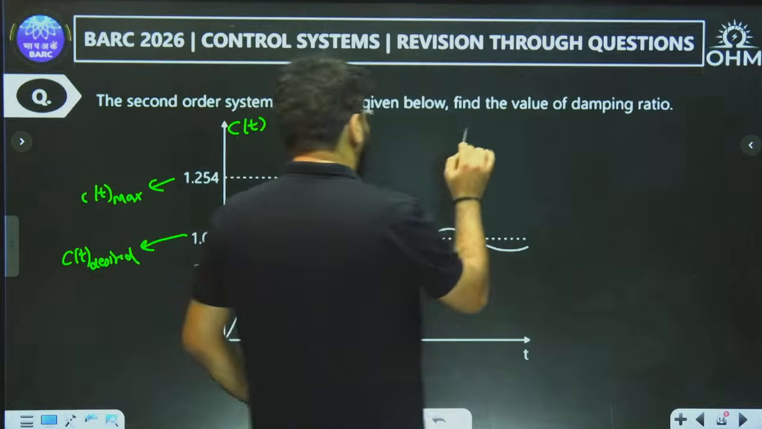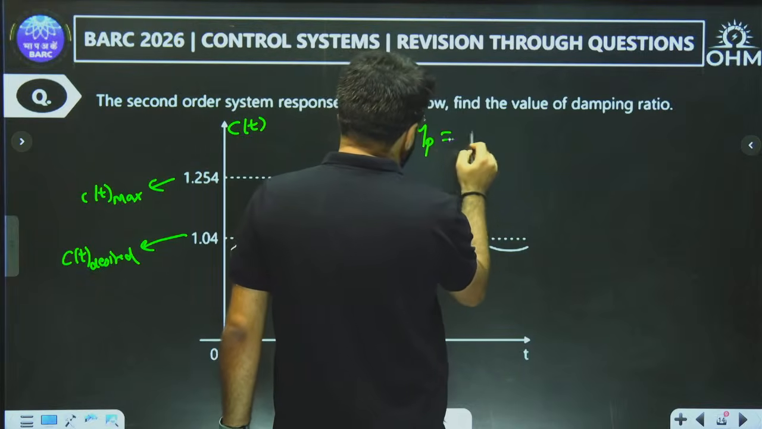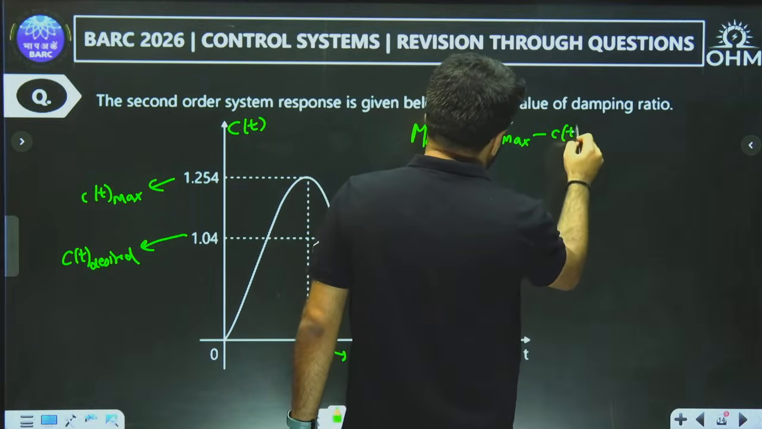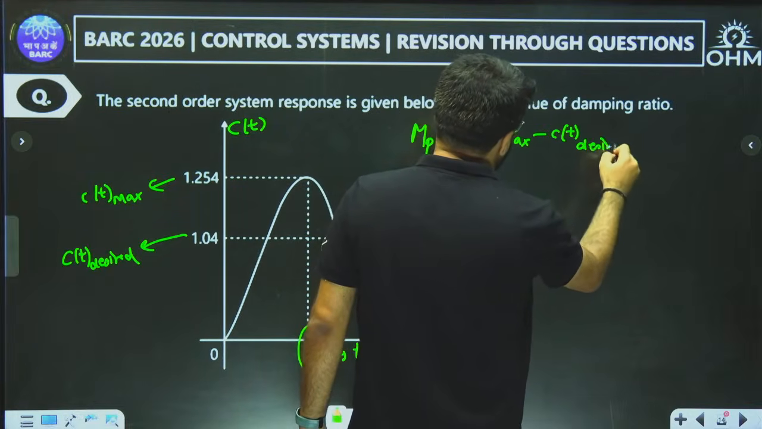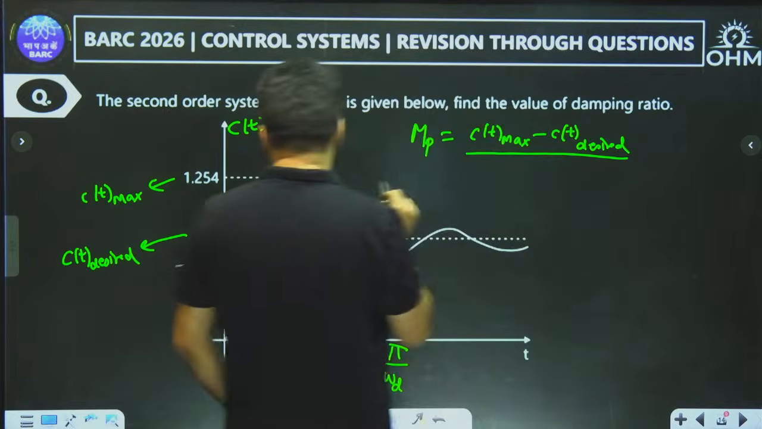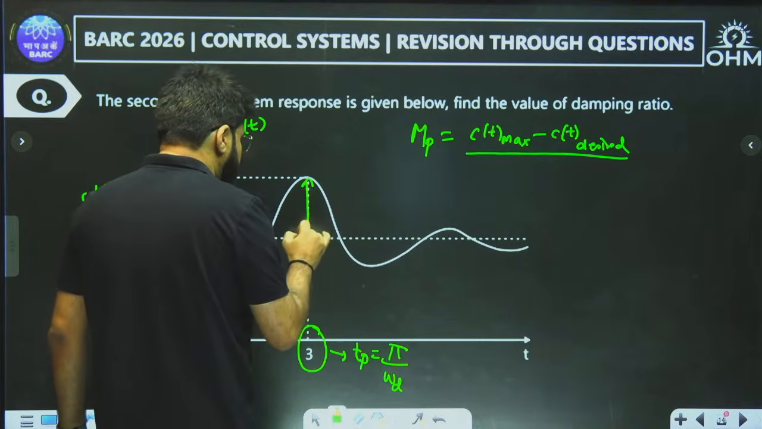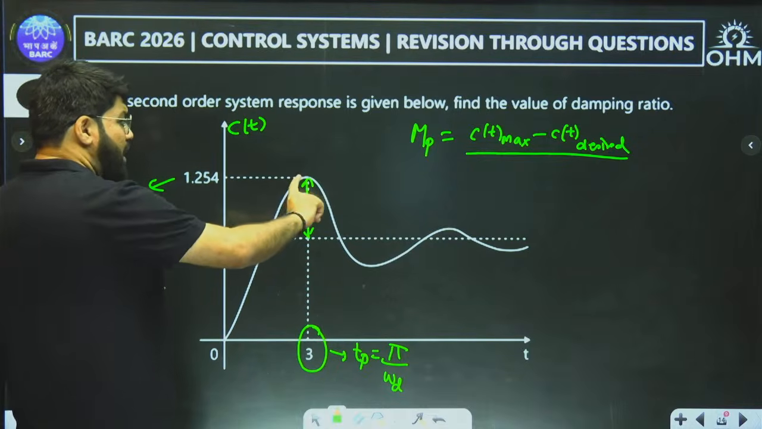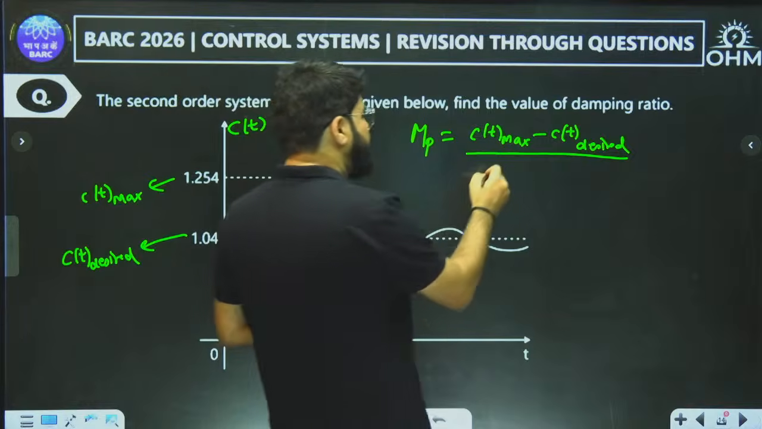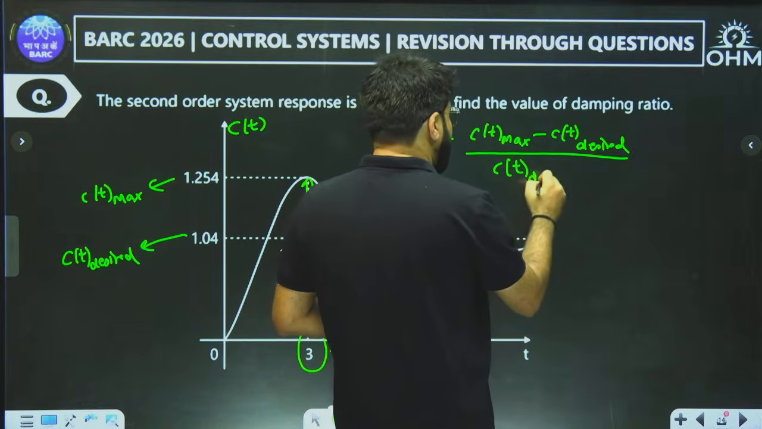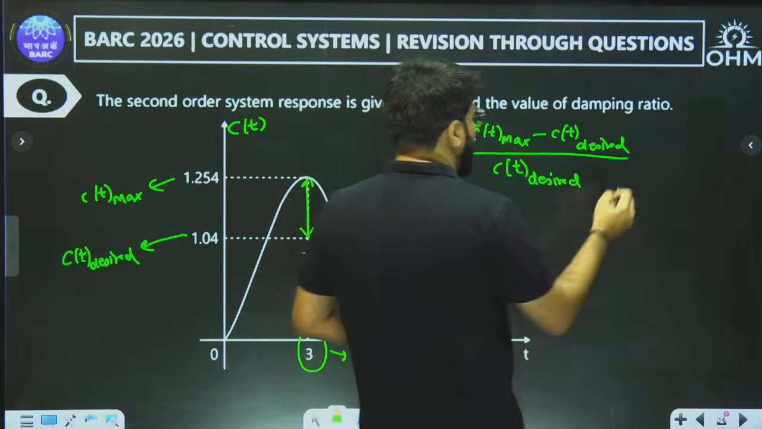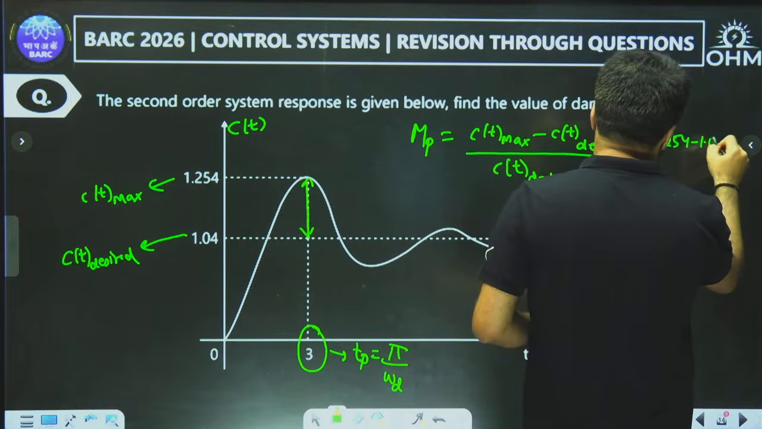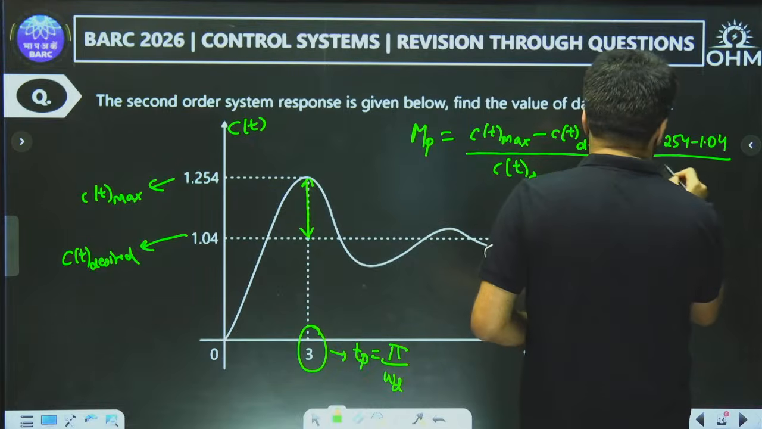Now, what is overshoot? The basic definition is the maximum possible deviation with respect to the desired value. This much is the deviation, the maximum positive deviation compared with the desired value. Compared with the desired value means divided by C(t) desired. Now, what are these values? 1.254 minus 1.04, divided by 1.04.